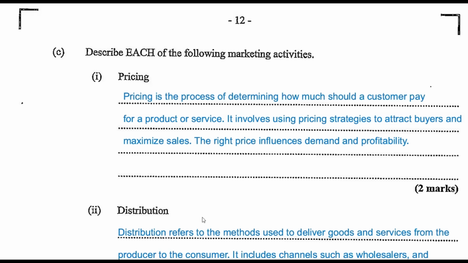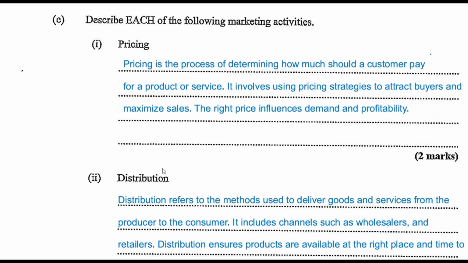Now, part C. Describe each of the following marketing activities. Now, pricing, guys. Price is a process of determining how much a customer should pay for a product or service. It involves using different strategies that can be used to attract buyers and maximize sales. The right price influences demand and increases profitability.